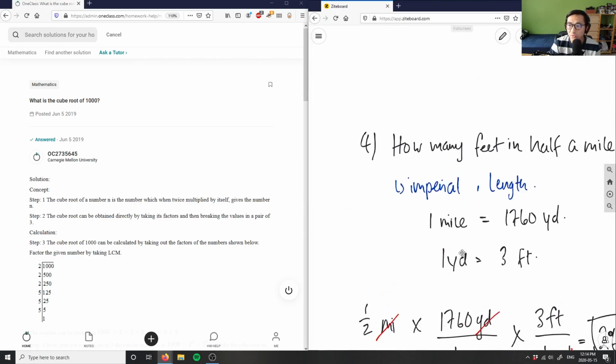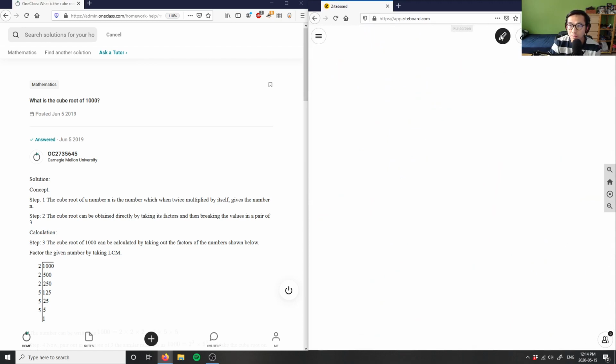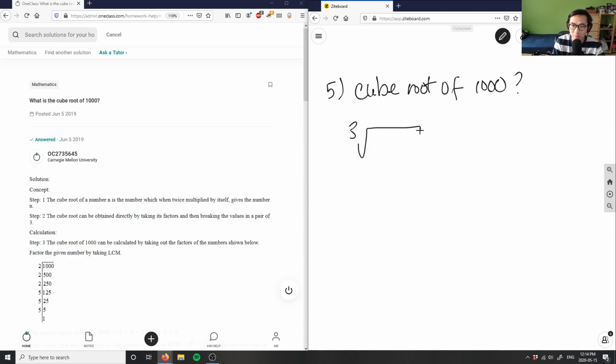Next, number 5 is asking us, what is the cube root of 1,000? So I want the cube root of 1,000. When we talk about the cube root here, I have a little 3 here on the radical, and this is of 1,000.